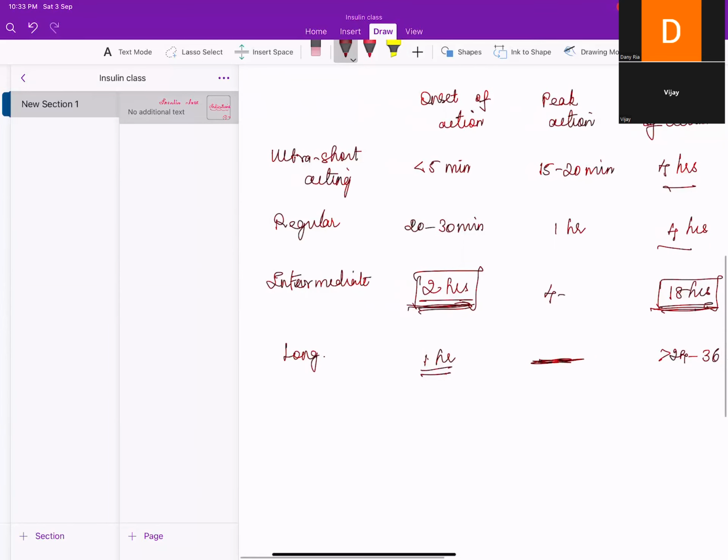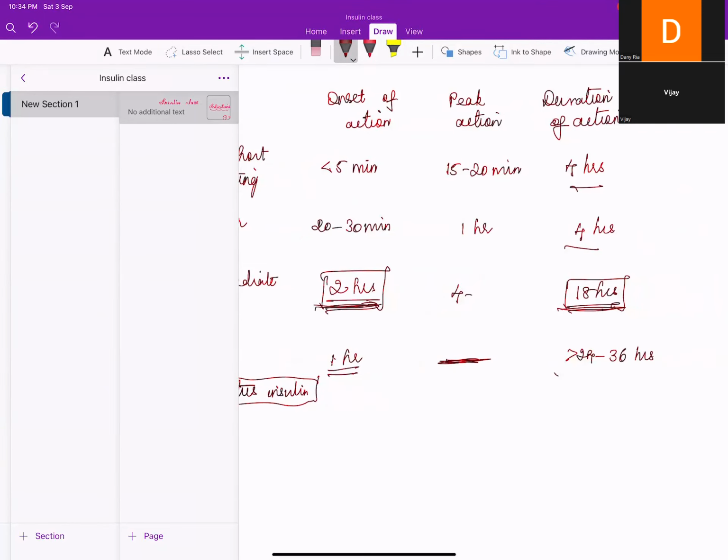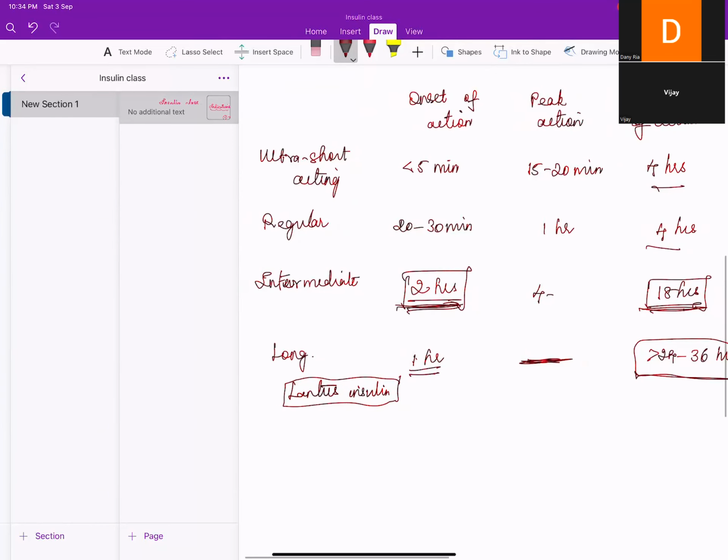So whichever long acting insulins I told you: Glargine U100, Glargine U300, Degludec, Detemir. What is Lantus insulin? Glargine. So if someone asks you the benefits of Glargine, it starts acting in 1 hour, it has no peak, and it lasts for 24 to 36 hours. If someone asks about intermediate acting insulin, it starts acting in 2 hours, peaks in 4 hours, and lasts for 18 hours.